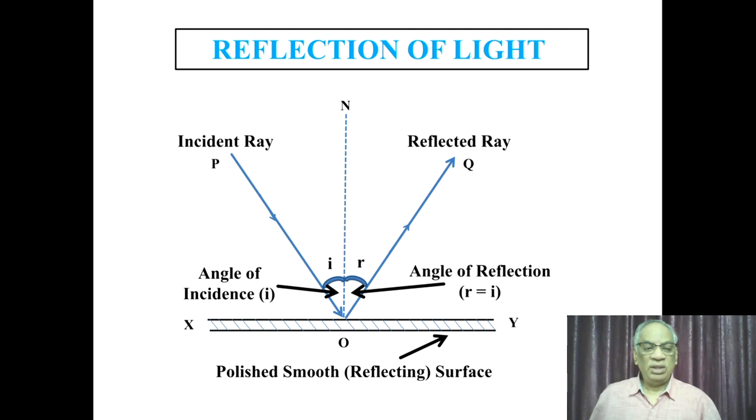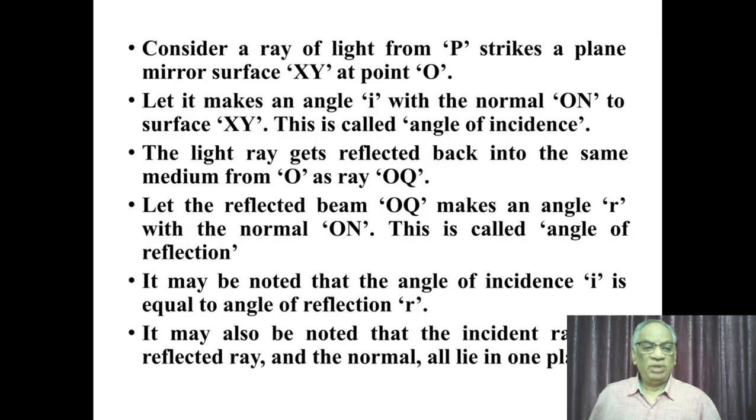In this figure you can see XY is a polished smooth surface, and a light ray is falling on it along the PO direction. The light ray starts from P and strikes the surface at point O. That is called the incident light ray. If we draw a normal to the polished surface like ON, then the angle made by the incident ray with the normal is called the angle of incidence, indicated by I.